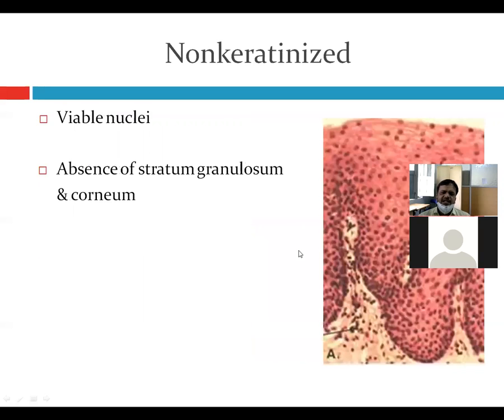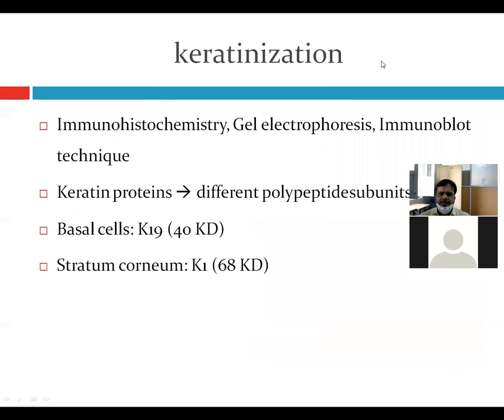And the next is non-keratinized. There are viable nuclei. We can see the nucleus and there is absence of stratum granulosum and corneum in the case of the non-keratinized type of gingival epithelium.